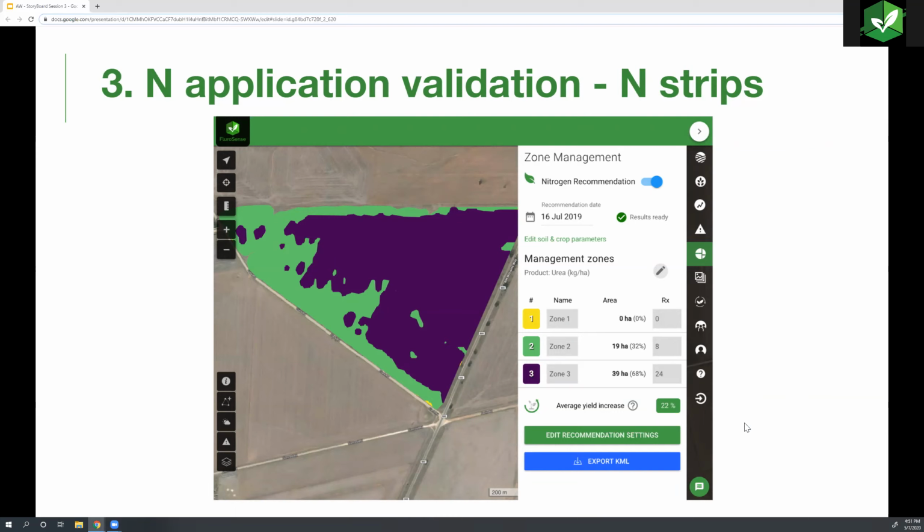So this is the case of a wheat field. We did come a little bit late on this field, so our version of the nitrogen recommendation was not applied, but this is what the algorithm said. It said ideally put in this area something around 24 kilograms per hectare. So we came in late.